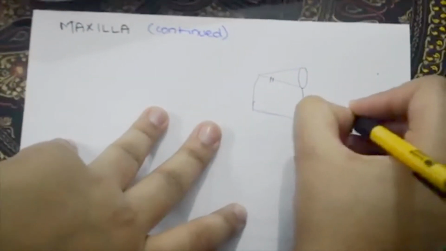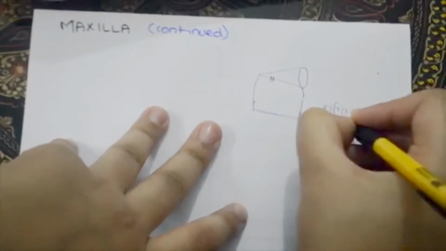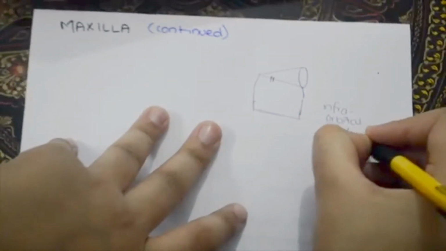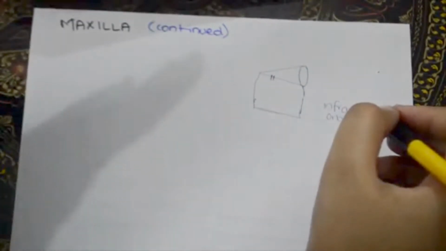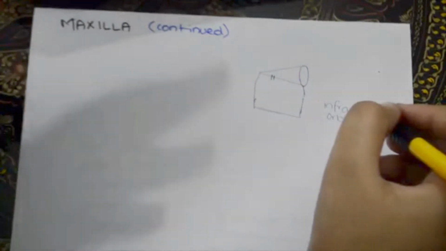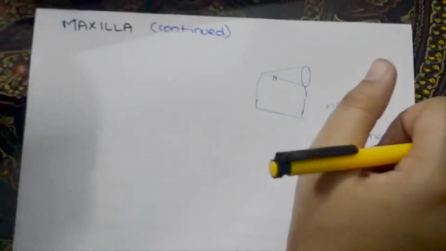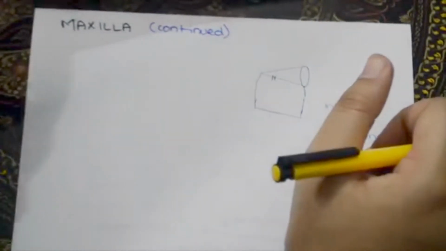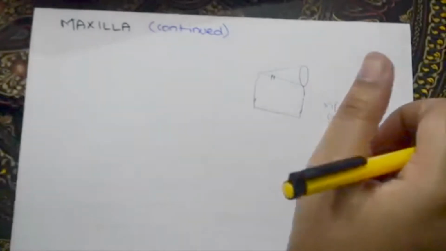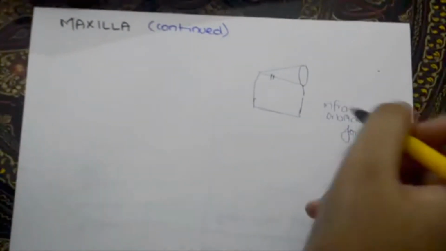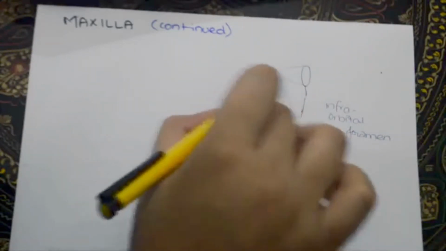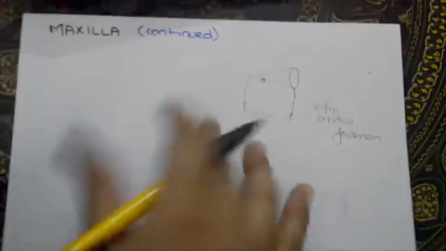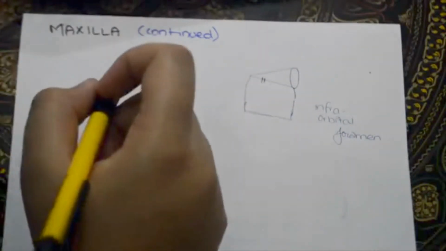This foramen is called infraorbital foramen. Infra means inferior, orbital means it is referring to the orbit. So this means that it is inferior to the orbit if you try to understand the meaning of it. So this is the foramen which is inferior to the orbit, right? This is the infraorbital foramen, and over here in the base of the orbit there is a canal which is called the infraorbital canal.